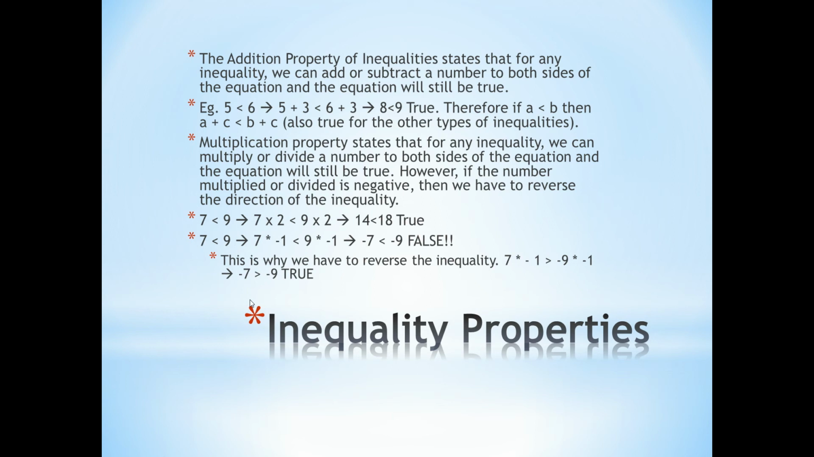Some inequality properties you should know. The addition property of inequality states that for any inequality, we can add or subtract a number to both sides of the equation, and the equation will still be true. This is exactly the same as the addition property of equality. So for example, 5 is less than 6. We can turn this into 5 plus 3 is less than 6 plus 3, or 8, and this turns into 8 is less than 9, which is still true.